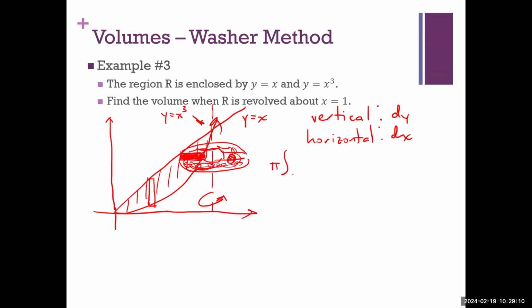So our volume integral is going to go from some bounds a to b. But still, I'm looking at outer radius squared minus inner radius squared, because I'm still looking at pi r squared, the area of a circle, multiplied by some thickness to give us the volume of the cylinder.